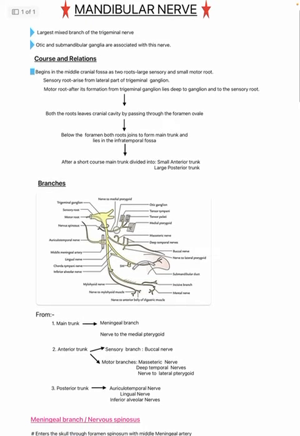Next we are going to deal with the course of this mandibular nerve. To simplify the course, it starts from the middle cranial fossa as two roots. As it is a mixed nerve, it starts as two roots: a large sensory and a small motor root. These two roots won't combine together within the skull.